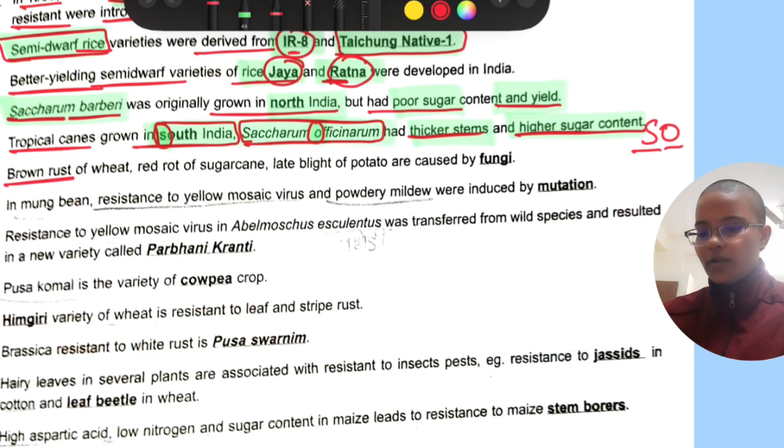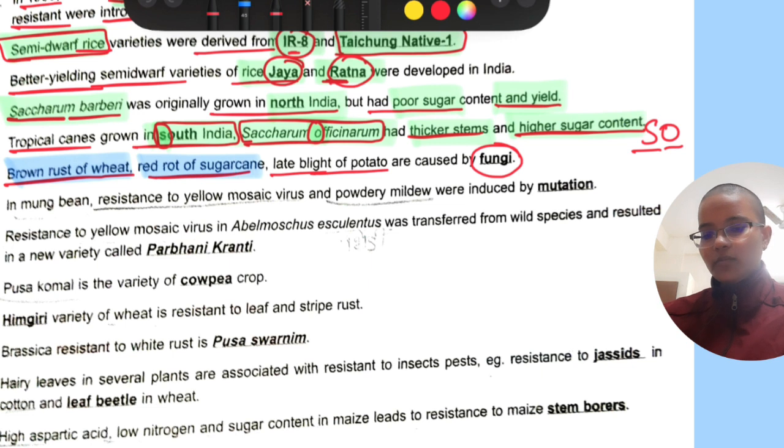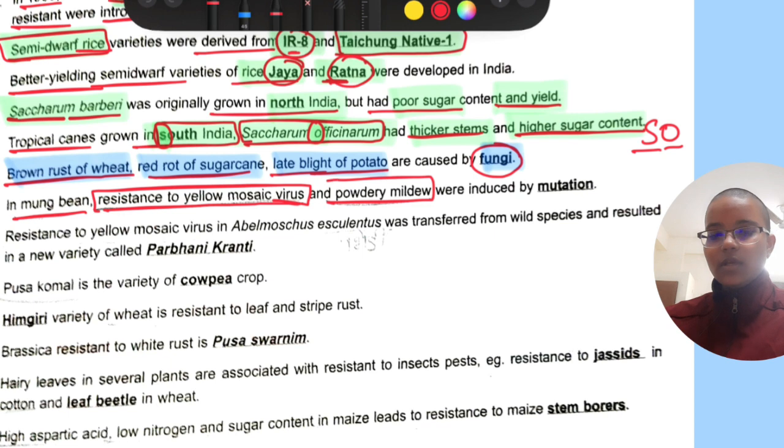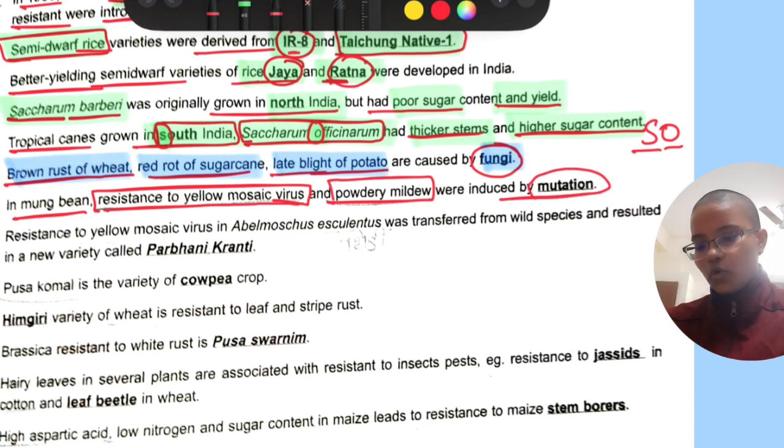Brown rust of wheat, red rot of sugarcane and late blight of potato are caused by fungi. In mung bean, resistance to yellow mosaic virus and powdery mildew was induced by mutation.